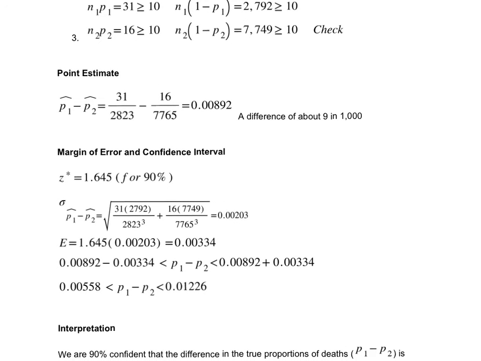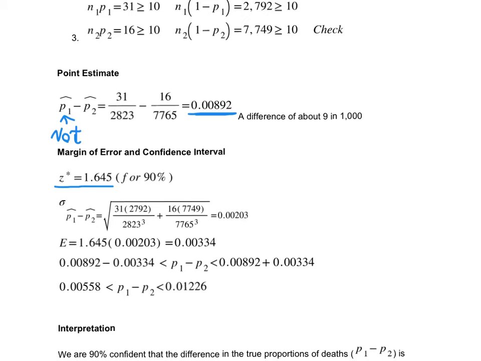Point estimate would be the difference between sample 1 and sample 2. And that is going to be 0.00892. So there's a difference of about 0.9%, or 9 in 1,000. Okay, remember, sample 1 is those that were not wearing seatbelts, and sample 2 is those that were wearing seatbelts. The Z-star is 1.645 because we're calculating a 90% confidence interval.